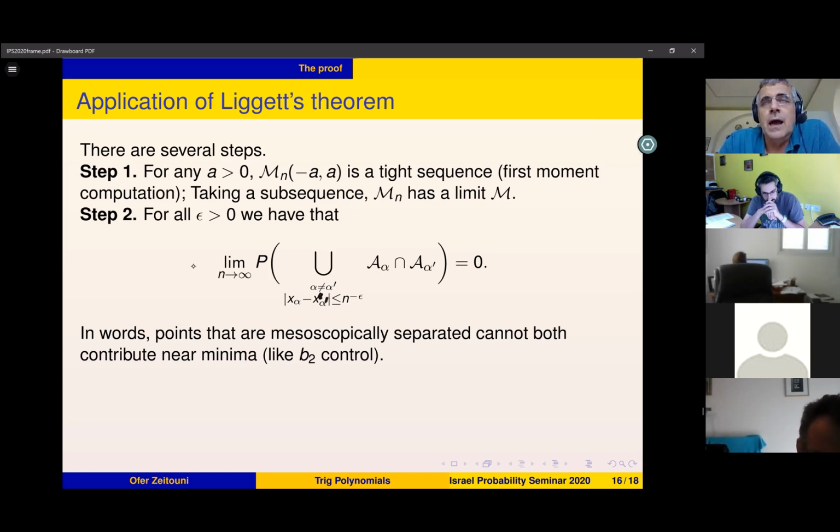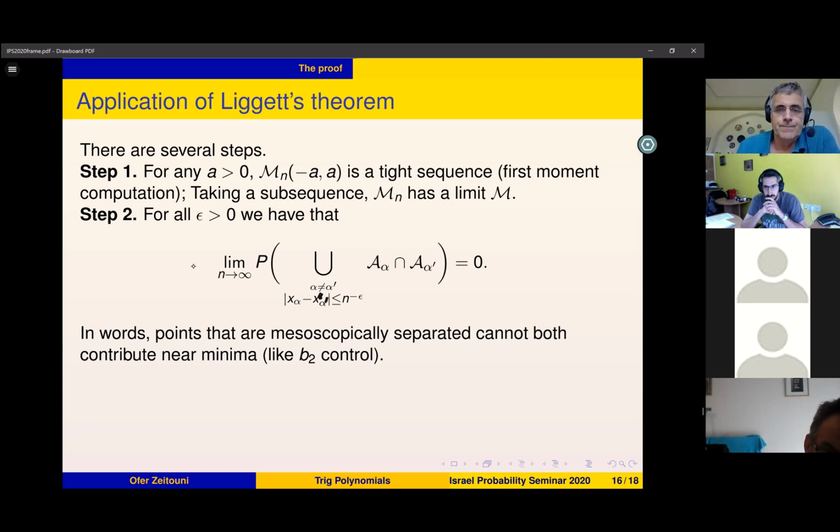So I will not have a situation where somehow locally I create a lot of minima. This is why in my definition of the point Z alpha, I insisted that the location of the minimum is in the interval IR. Ofer? Yeah. Is that union over the distance greater than n minus epsilon or less? Less. So it's a union over pairs, and you want both of them to succeed. So it means that points that are not macroscopically separated will not create a minimum.